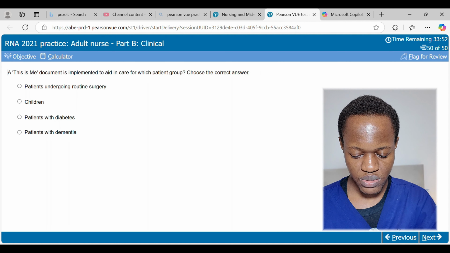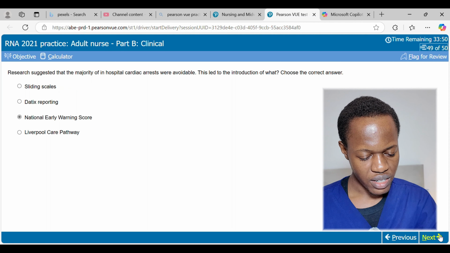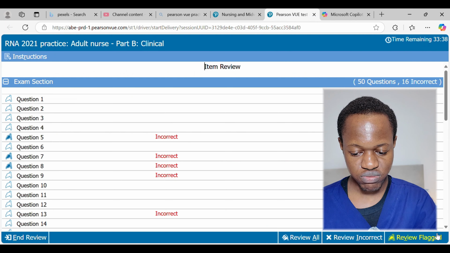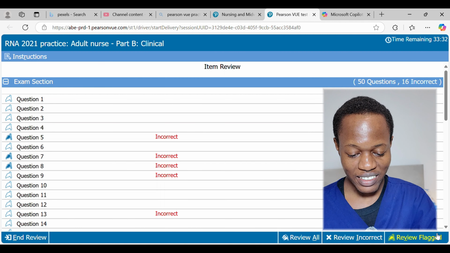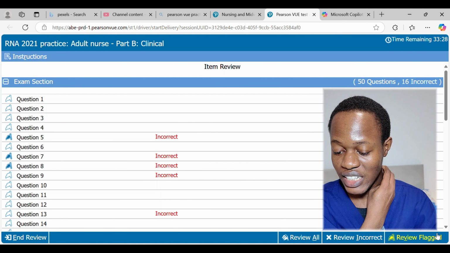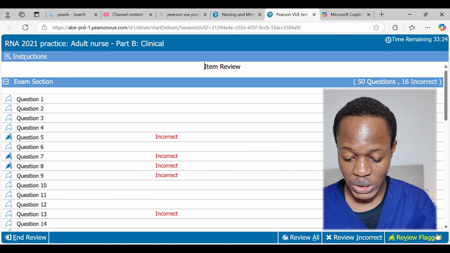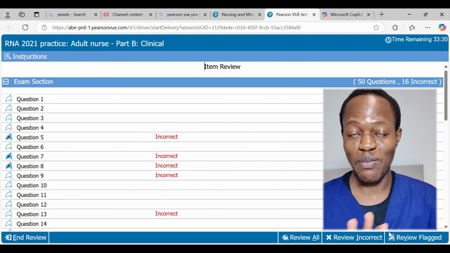Okay, I thought we answered this question earlier. Okay, this ME document is implemented to aid in care for which patient group? Patients with dementia. Oof. So we have come to the final. We got 16 questions wrongly. That means we passed how many? 34, which is not too bad because I have not practiced this.